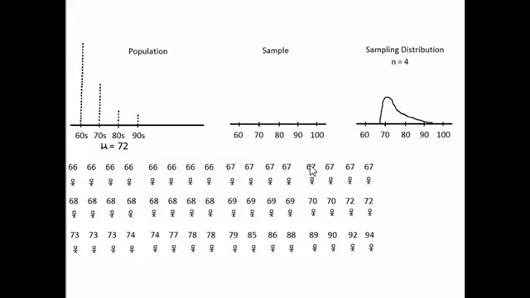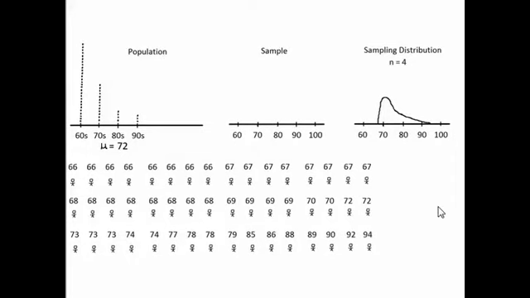Before we go through this demonstration, I'm going to need to choose a sample size. Let's say I decide to use a sample size of 4. I decide that I'm going to randomly select 4 students from this population, record their 4 exam scores, and then calculate the mean of those 4 exam scores to estimate the mean exam score of the entire population.